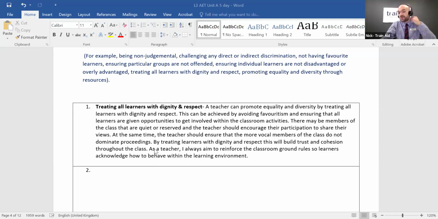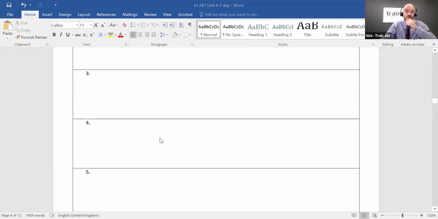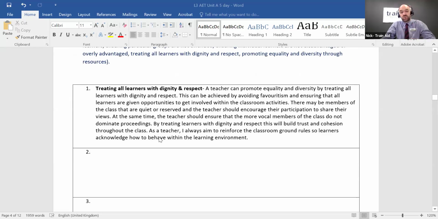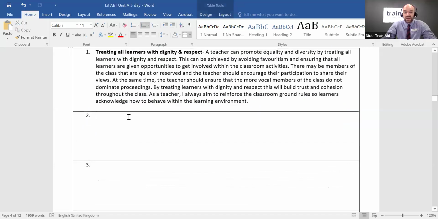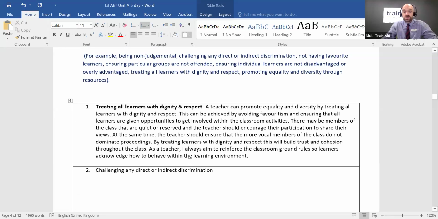So in regards to myself and this assignment question, I need to select 4 more practical ways of promoting equality and diversity. So I think challenging any direct or indirect discrimination is a good one. I'm just going to copy and paste that. That will be my second point that I write about. Again, a paragraph of information is sufficient for each one. So do talk about yourself in regards to your current teaching or future teaching role.